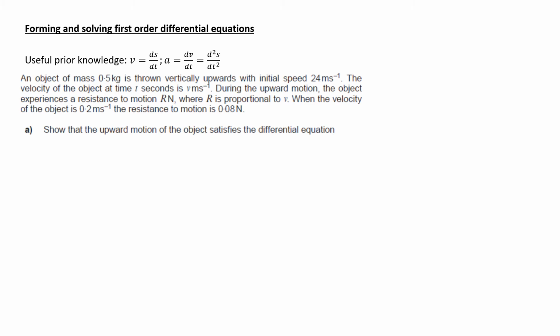I'm not going to insult your intelligence by reading it out. The important things are the mass, the initial speed, the fact that there's a resistance and what it's proportional to, and the fact that I'm given a velocity and a value for the resistance. That's to enable me to find the constant. So I've got to show that the upward motion of the object satisfies a differential equation.